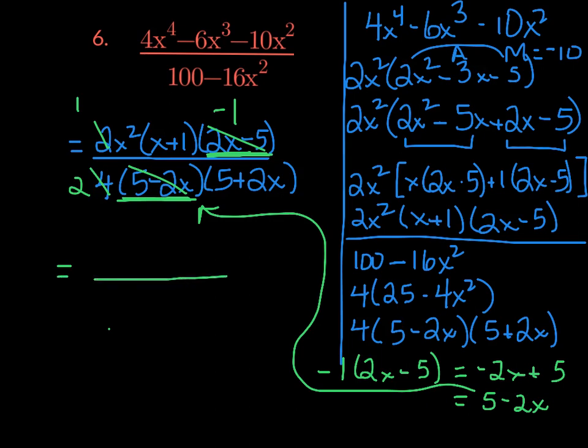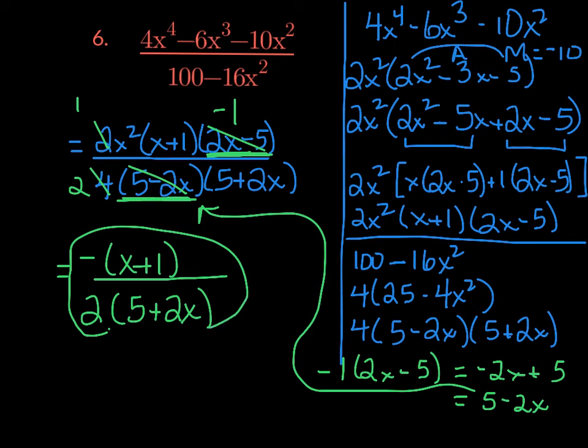All right, so then let's look and see what we have all the way across. So I've got a 1 times an x plus 1. And then I have that negative 1, so I'm going to just stick that right here. Okay, and in the denominator I have 2, and then I have 5 plus 2x. And there's our answer. All right, there's no need for you to distribute through or anything like that. That's it.